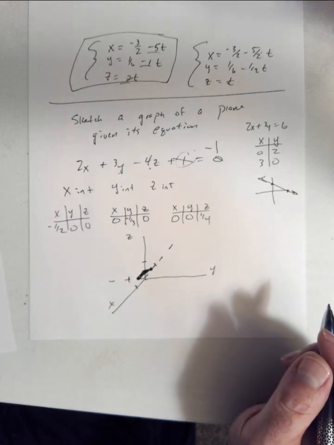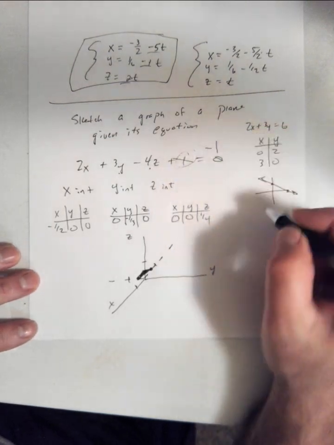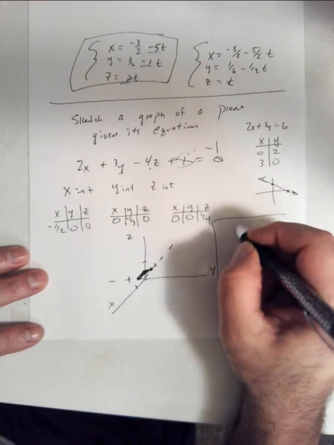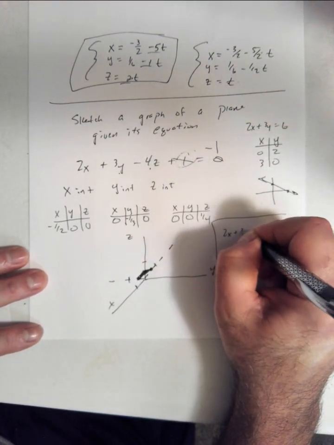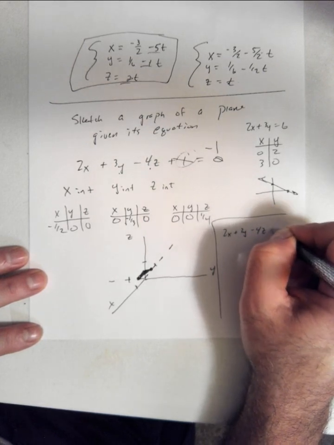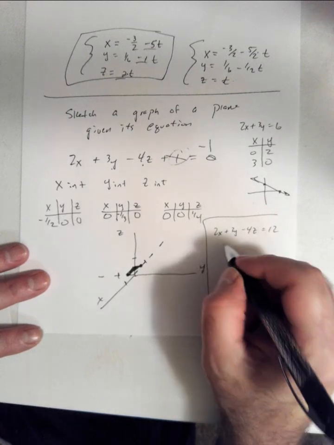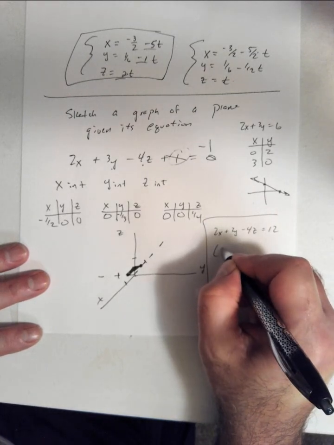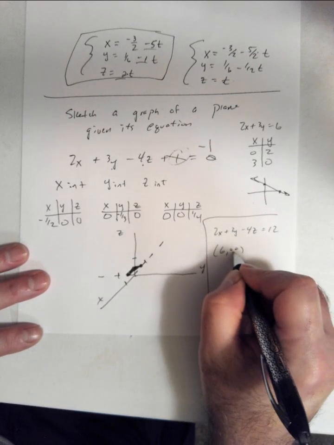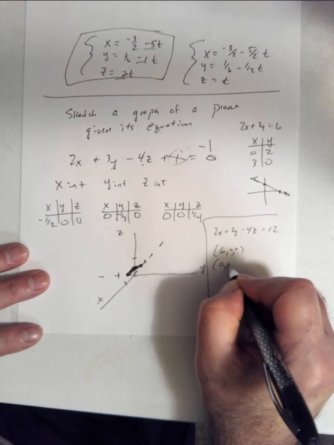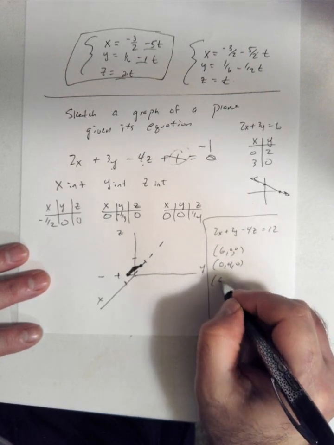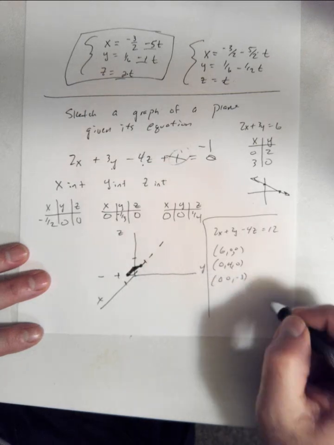Pretty straightforward, right? If I'd have made this 2x plus 3y minus 4z equals 12, you'd have gotten to see this a little bit better, because your x-intercept would be 6, 0, 0. Your y-intercept would be 0, 4, 0. And your z-intercept would be 0, 0, -3.